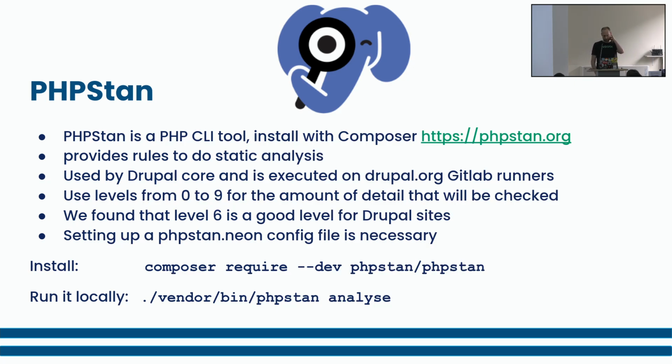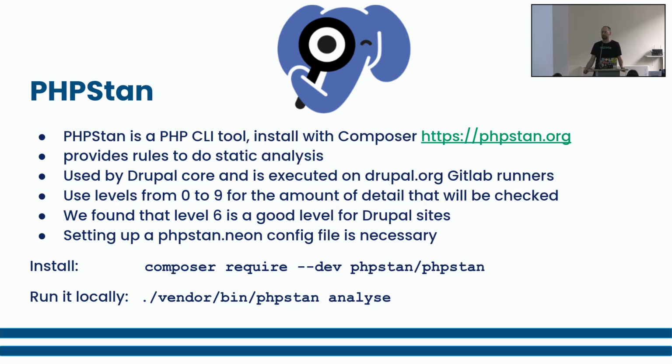It provides rules to do static analysis. It's already used by Drupal core. I think we are currently at level 1. So the PHPStan configuration goes from level 0 to 9 for the amount of details it finds. You start with a very low level, fix the stuff, and then you move up levels, fix stuff, and so on. It's necessary to set up a PHPStan neon file. It's similar to the phpcs.xml file we saw before.